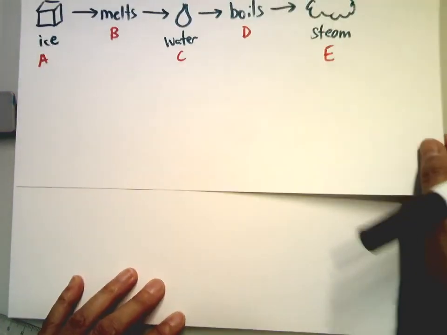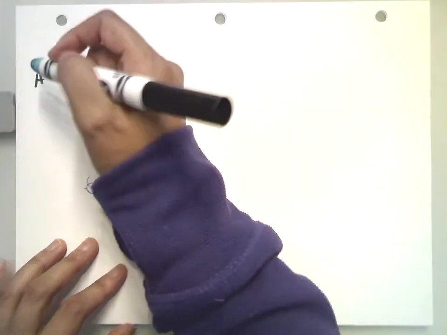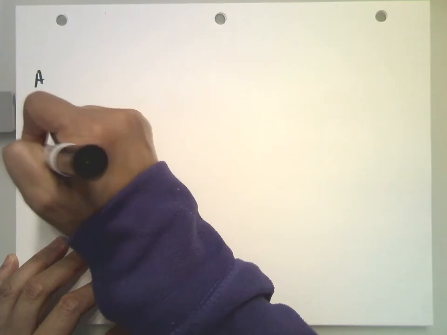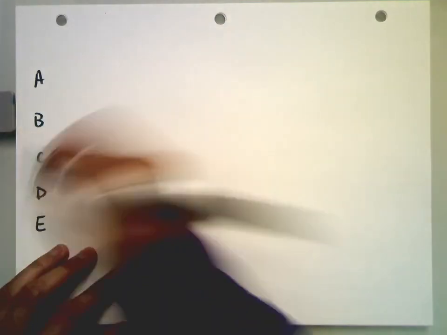All right, I'm going to start a new page over here so you guys can see all my lovely calculations. I'm going to write out the stages here. A, B, C, D, and E.